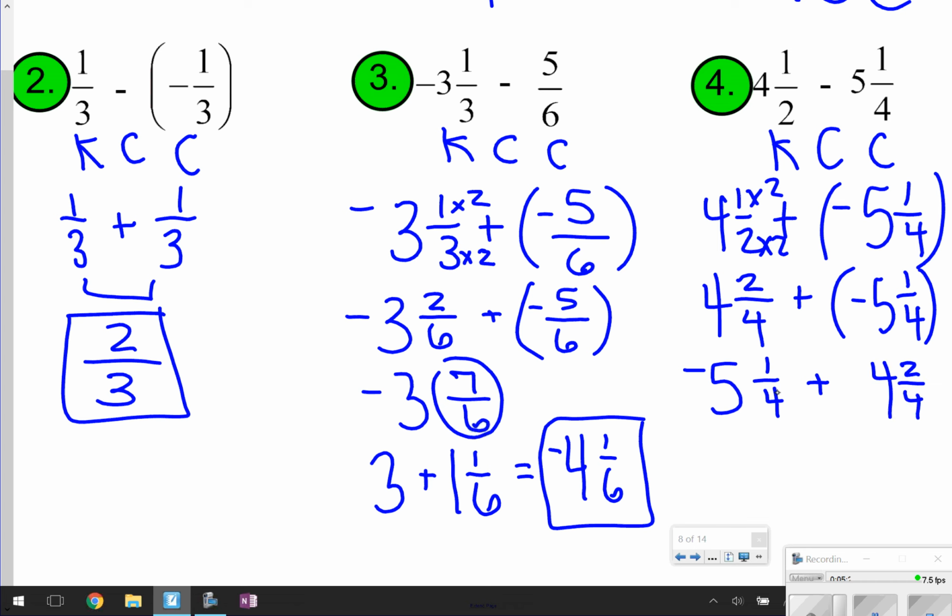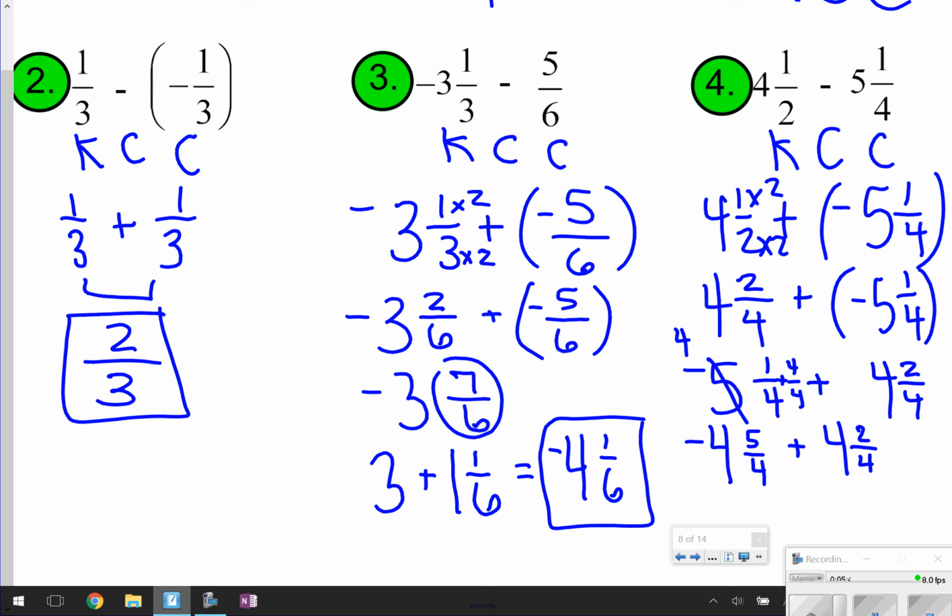I'm going to rewrite that so you can see negative 5 1/4 is the larger one that we'll need to subtract though. I need to borrow again, kind of like what we did on the previous slide. This 5 becomes a 4, and then I can add 4/4 to over here. So now this new fraction will be negative 4 and 5/4 plus 4 2/4.